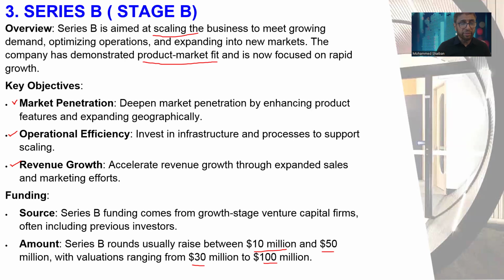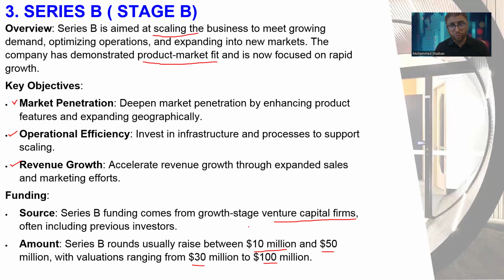Big Bay is a very, I think they are already in this stage. So the source of funding actually comes from venture capital, usually funds, often including previous investors. And the series of the amount you can see depends on those countries. Now they are talking about dollars, but I will show you in the class maybe next week.